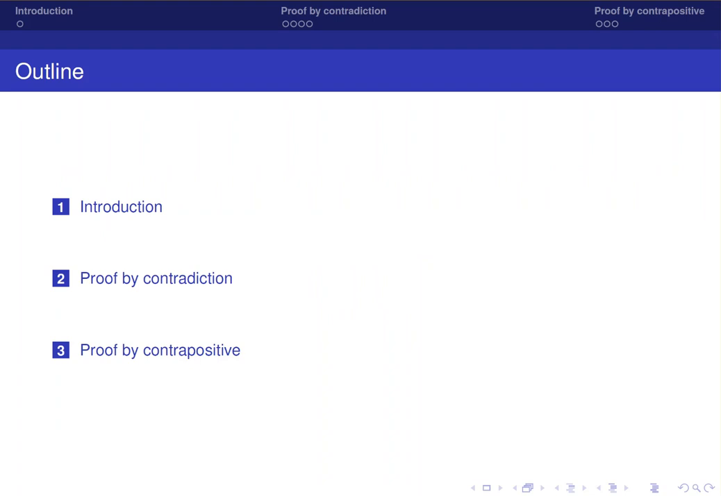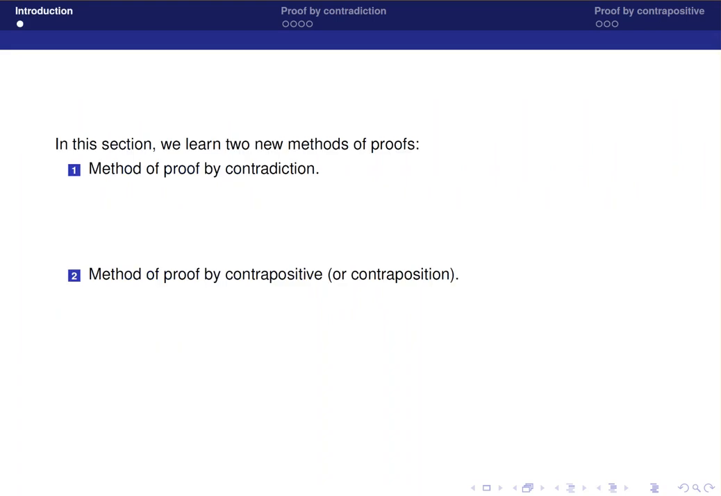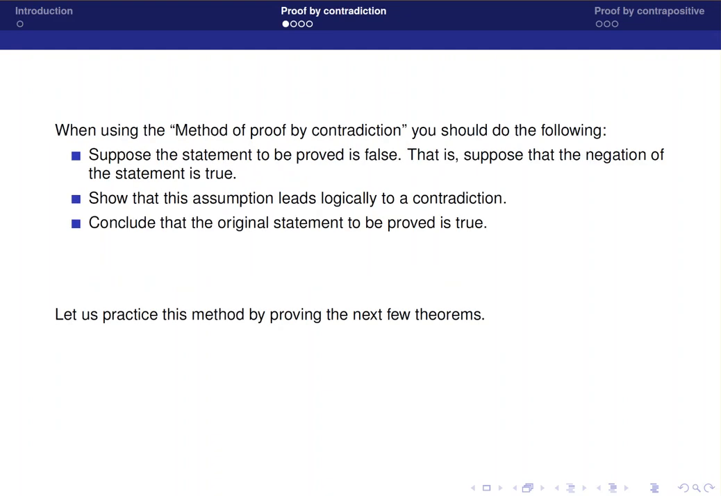They are very similar with some subtle differences. We start with the proofs by contradiction first, and then we talk about the proofs by contrapositive afterwards. When we're using the method of proof by contradiction, we should do the following. We start by supposing the statement to be proved to be false. So whatever statement you're trying to prove, you're going to assume that it's false.